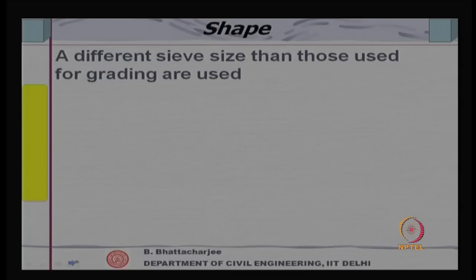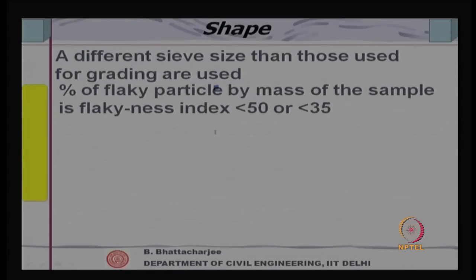So, that is what is flaky, and the code restricts their use. Shape, of course, is defined in terms of a different sieve size than those used for grading. The sieves that we use for flakiness, to find out what percentage is flaky, are different from those used for grading or sieve analysis.